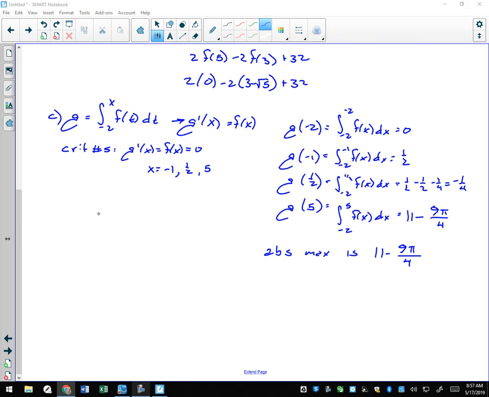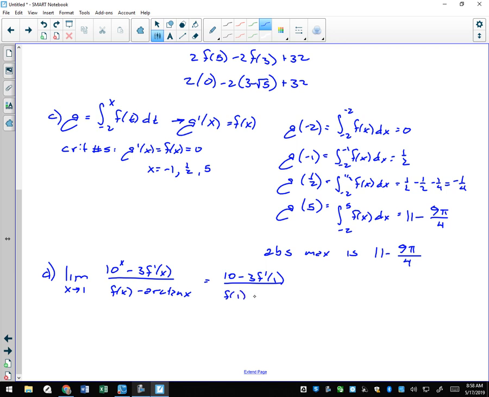A limit, okay. Find the limit as x approaches 1. This is probably going to end up being a L'Hopital problem. 10 to the x minus 3 f prime of x over f of x minus the arctan of x. Holy cow. Okay. Maybe it's not. That's 10 minus 3 f prime of 1 over f of 1 minus the inverse tangent of 1.